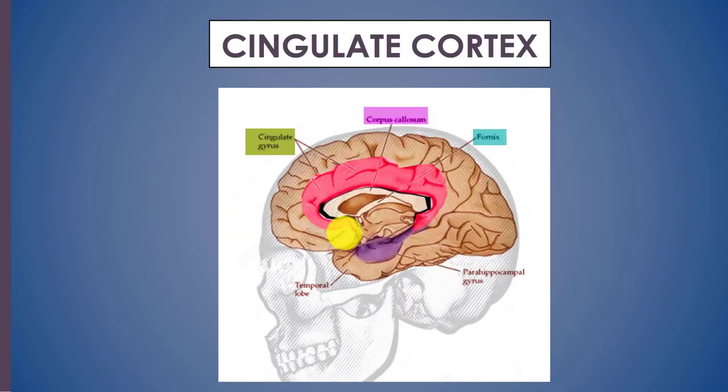Now let's find the cingulate cortex. This time we have to dig at a place that separates the two cerebral hemispheres, known as the longitudinal fissure. This is the sagittal section of the right side of the brain. The portion of cortex above the corpus callosum, or outside the corpus callosum, is the cingulate cortex.